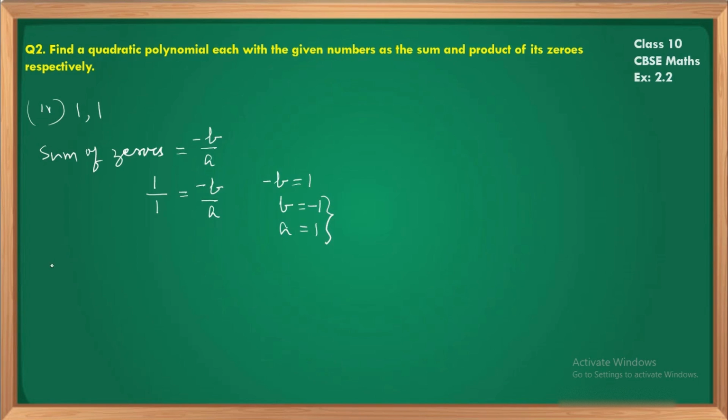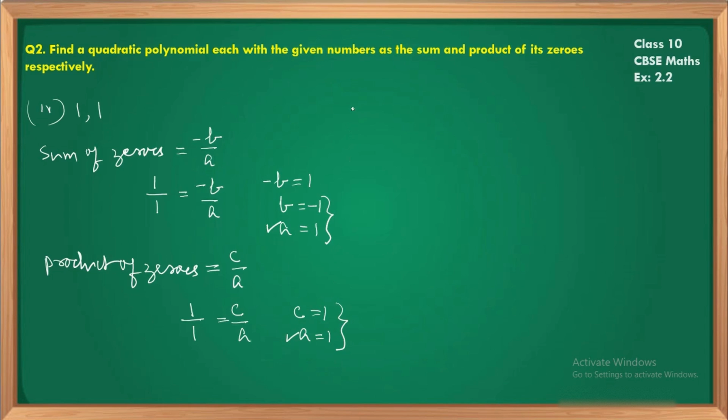Similarly, we move on to the product of zeros, which is equal to c by a. And this is also 1. In the denominator, you can write down 1 as it is and write down c by a in the RHS. Now, in place of c you have 1 and in place of a you have 1. Therefore, the value of c is equal to 1, a is also 1. These are the values. You can see that the value of a is 1 in the first case and it is again 1 in the second case.